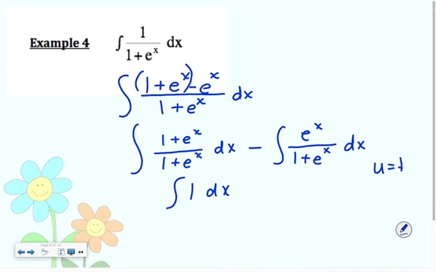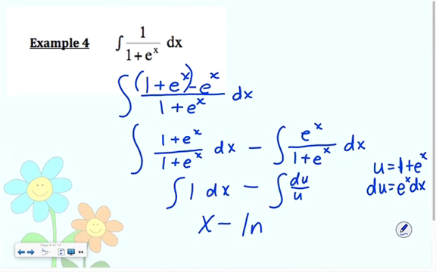Just plain old u sub, right? So u is the whole denominator. So du is just that numerator, right? So the integral of du over u is ln absolute value 1 plus e to the x plus c.